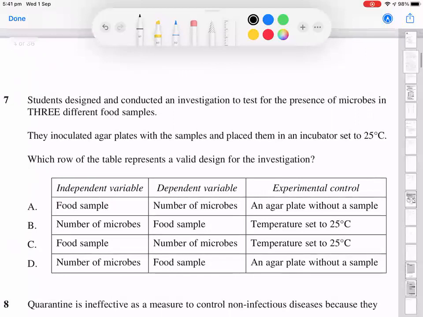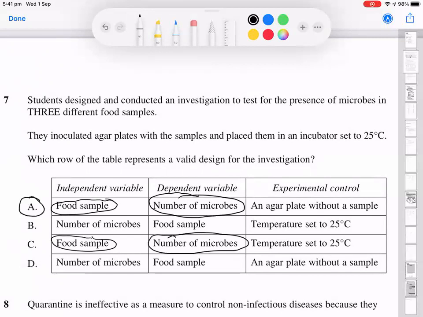So for question 7, we've got an experiment. So we're looking at working out which condition is true. So the thing we're changing, which is our independent variable, will be the food sample. This tells me A or C could be correct. The dependent variable, or the thing we're measuring, is going to be the number of microbes. So can't differentiate them. The experimental control is going to be option A. So an agar that isn't inoculated or doesn't have the sample. This option here is an example of a controlled variable.